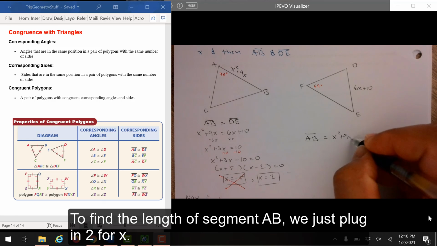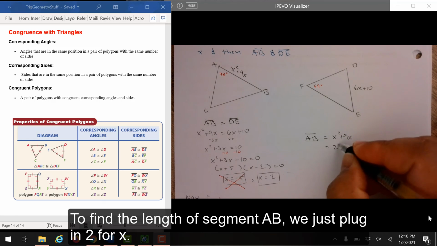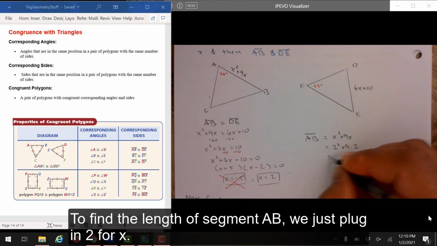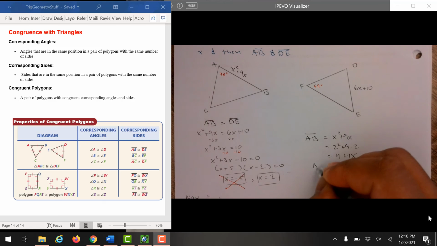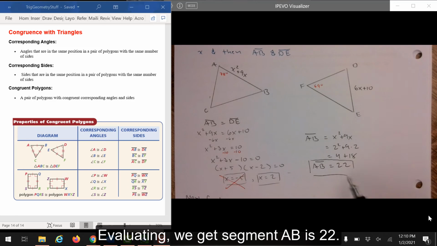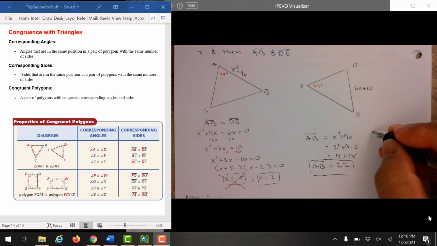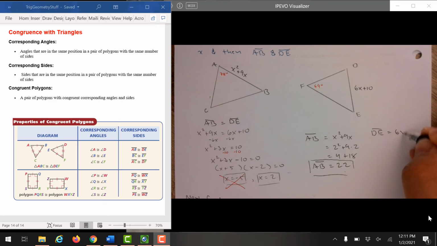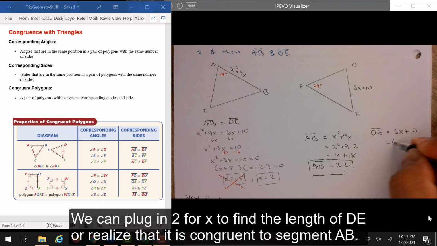To find the length of segment AB, we just plug in 2 for x. Evaluating, we get segment AB is 22. We can plug in 2 for x to find the length of DE, or realize that it is congruent to segment AB.